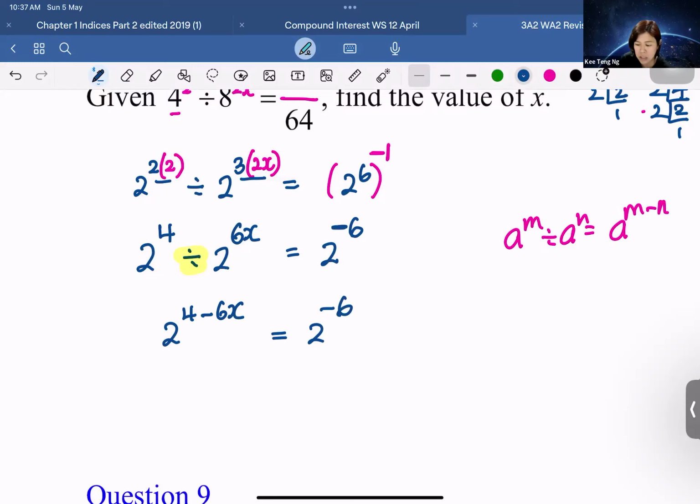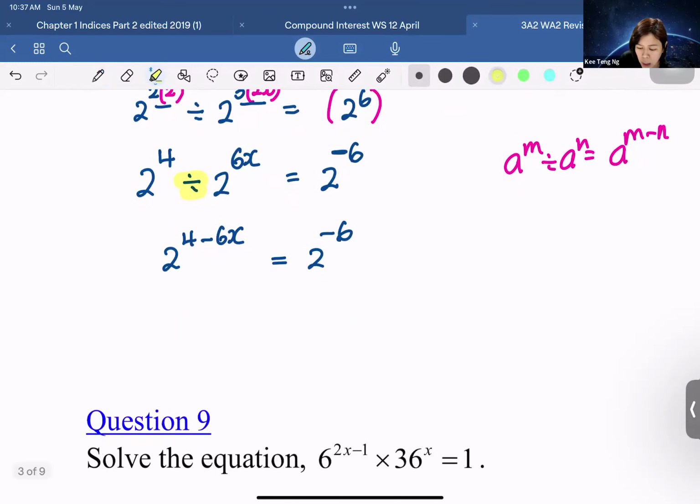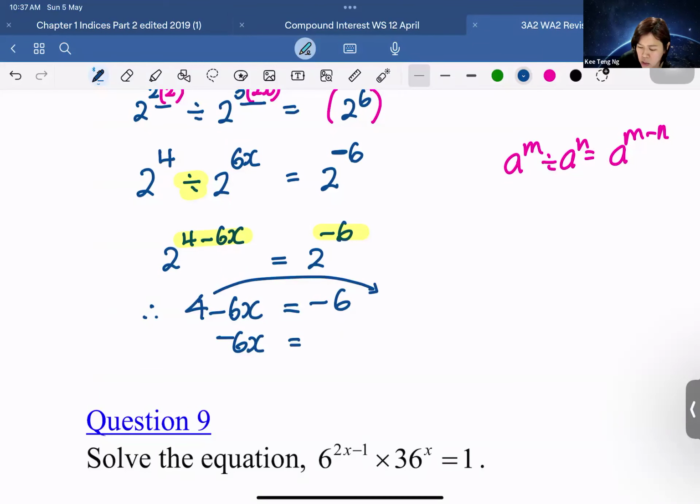Okay, combining this already, the power equals to the power. So 4 minus 6x will be equals to the number -6. -6x, I'll bring 4 over, so it becomes -4. That will give me -6 minus 4 is -10.